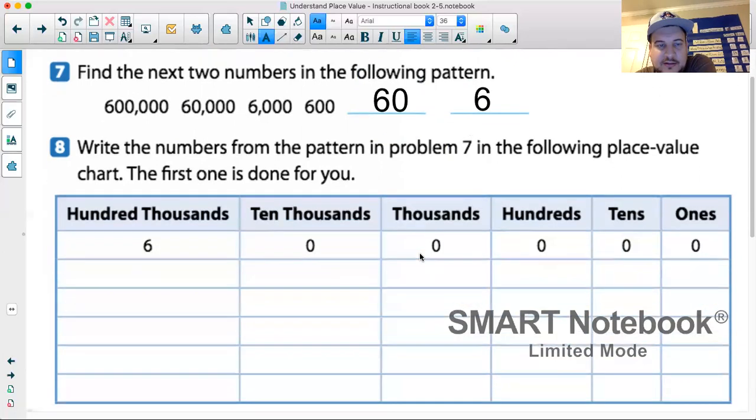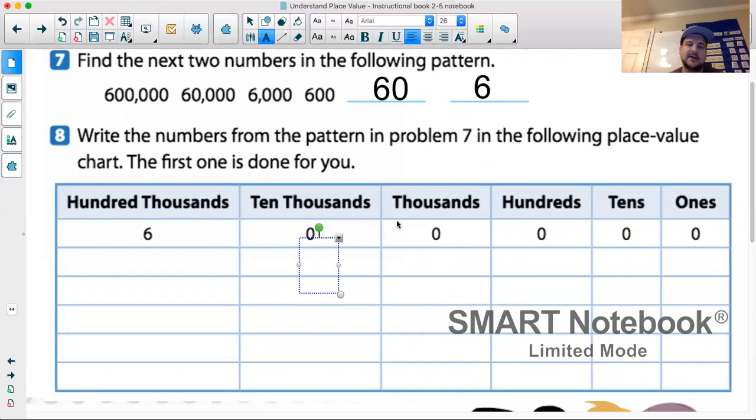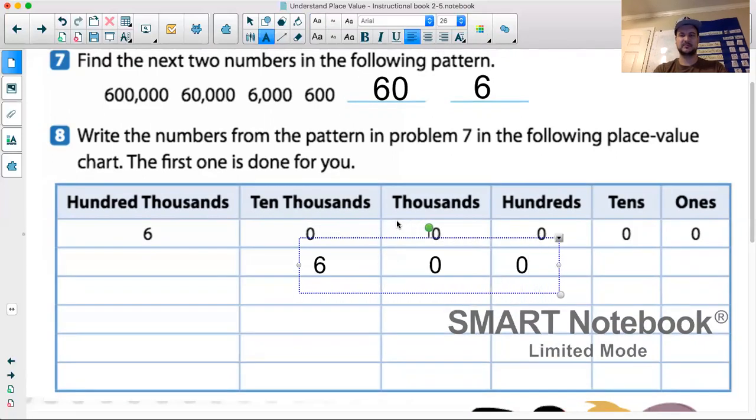All right. Write the numbers from the pattern. So this looks complicated, but it's really not. We're going to shrink it down a little bit. All right, so we're dividing by 10, and then behind it are zeros.